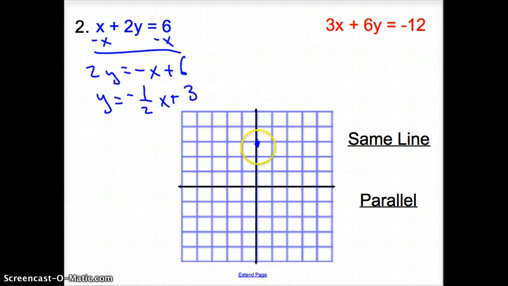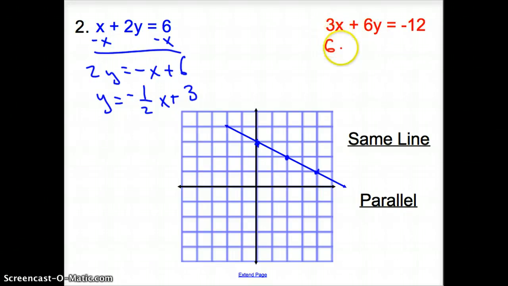Now its slope is -1/2, so I'm going to go down. And now I want a negative slope, so I'm going to move to the right. I go down 1 again, put another point, just so I have 3 dots on my line, so I now connect the dots. Then with the next line, I again have to solve for y.